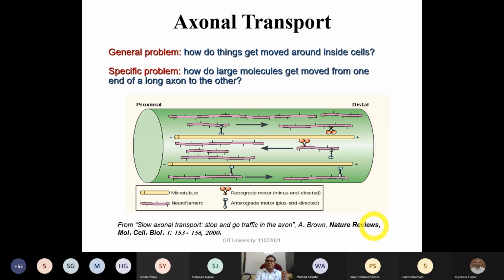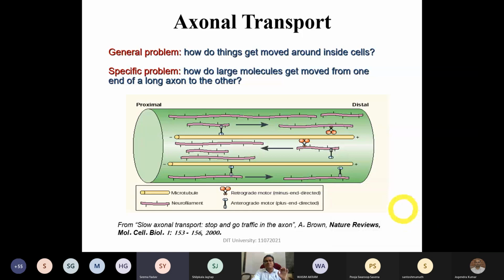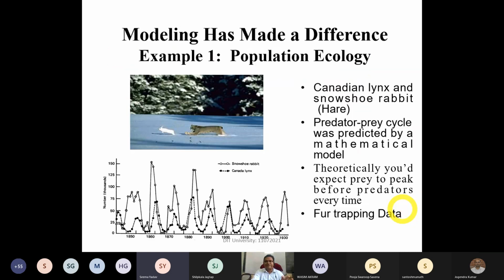The excellent paper for axonal transport was written by Brown in 2000, in Nature Reviews, and it is an excellent one to understand without much mathematics. So you will understand without any mathematical details. So it's a very excellent paper.